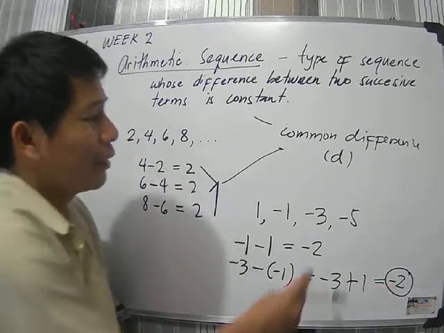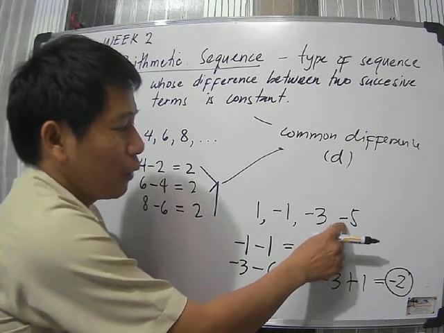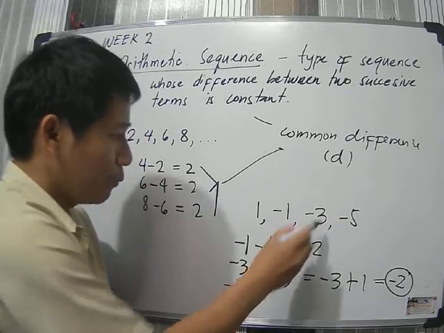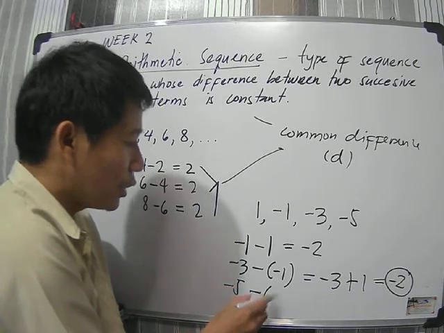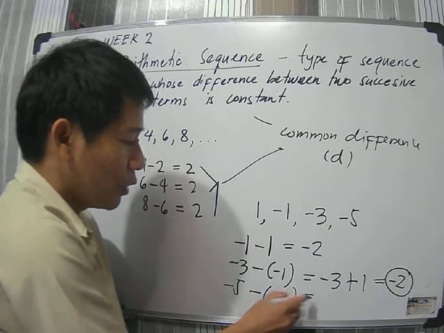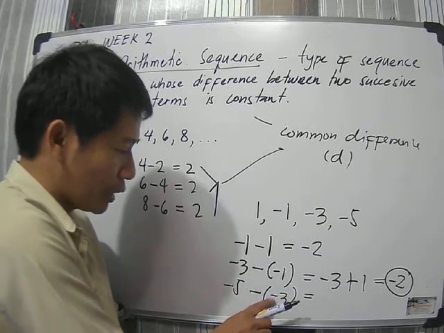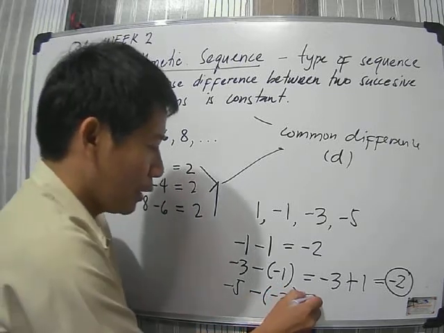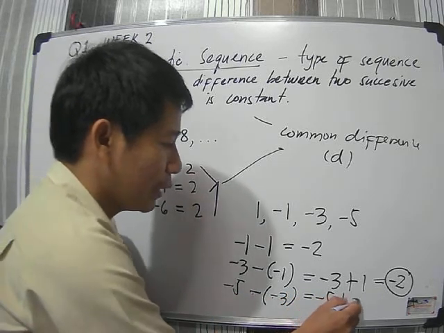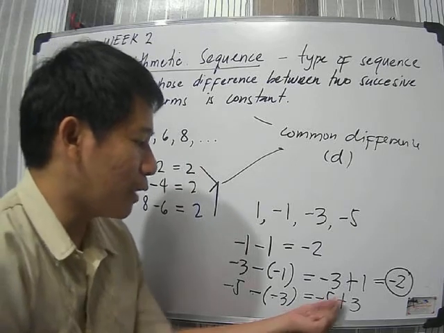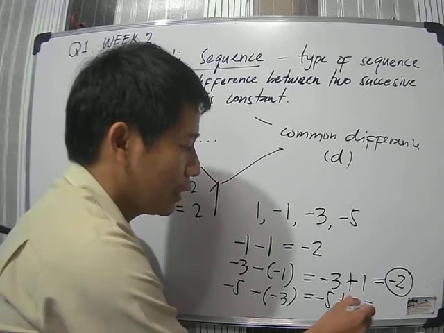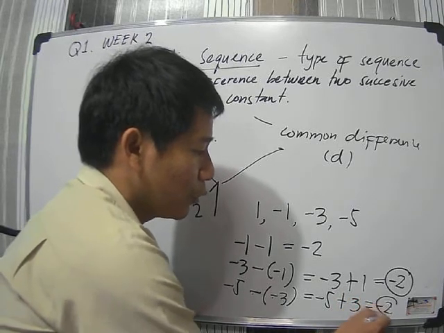Okay, let us try the next one. Ito namang negative 5 tsaka yung negative 3. So, negative 5 minus negative 3. Okay? So, again, we have here minus negative. What will happen? It will become negative 5 plus 3. And what is negative 5 plus 3? Parang ito kanina, unlike sign, so we subtract. The answer is negative 2.